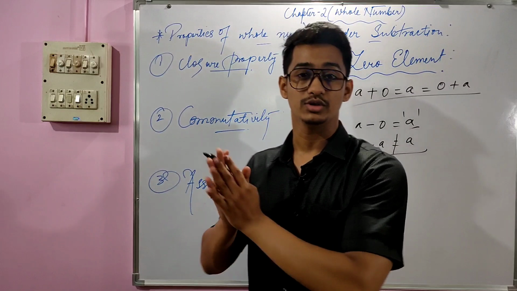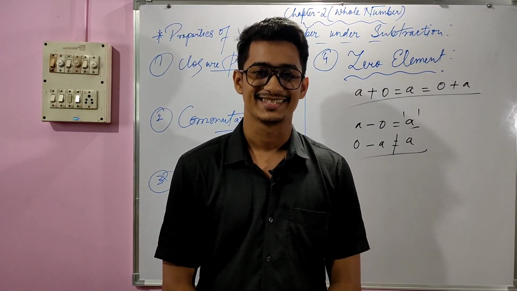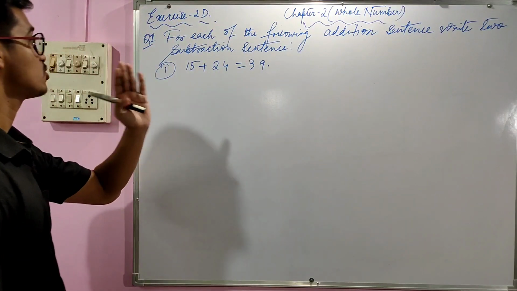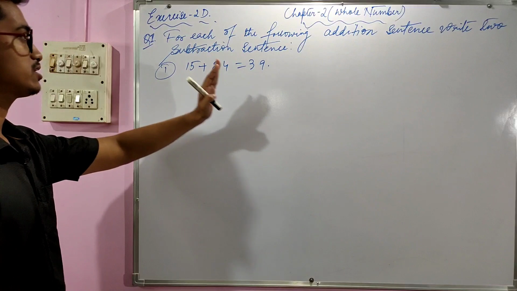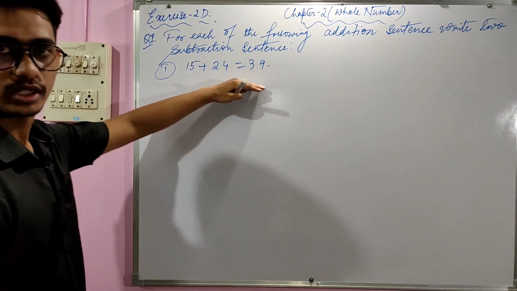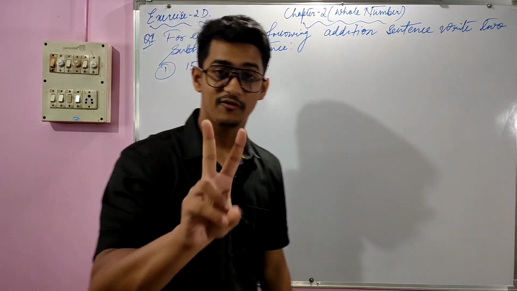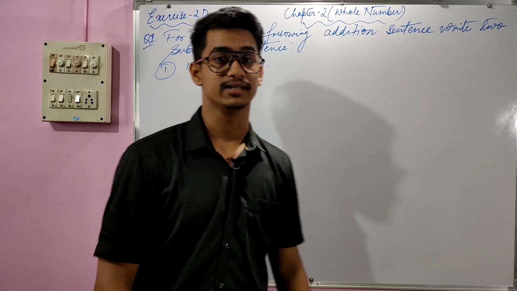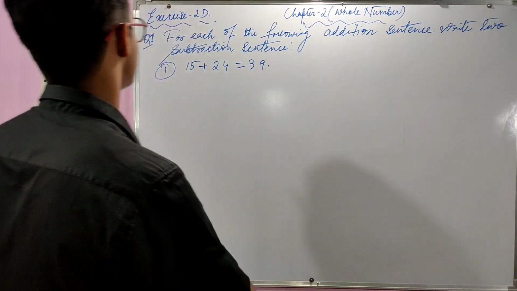So let's just jump into the exercise, that is exercise 2D, and solve some questions. So here is exercise 2D. The first question is, for each of the following addition sentences, write two subtraction sentences. One addition sentence is given, that is 15 plus 24 equals 39. That is the addition sentence, and we have to make two different subtraction sentences by using this addition sentence. That is the question. So how will I do that?